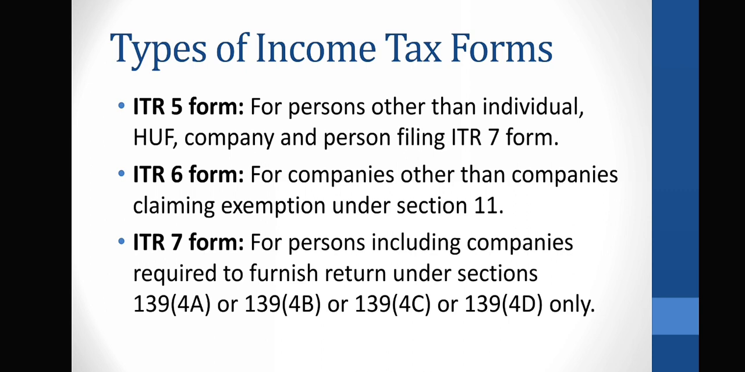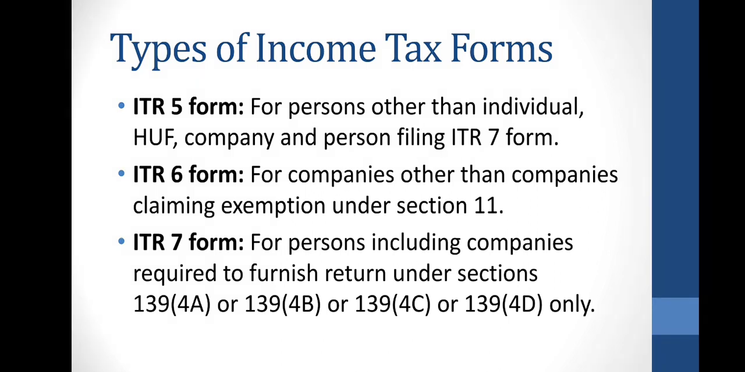Next comes ITR 5. It is for persons other than individual, HUF or companies and person filing under ITR 7. ITR 6 form is for companies other than companies claiming exemption under section 11. ITR 7 is for persons including companies required to furnish return under the mentioned sections. So now let's move on to the major changes which have been notified in the income tax return forms.